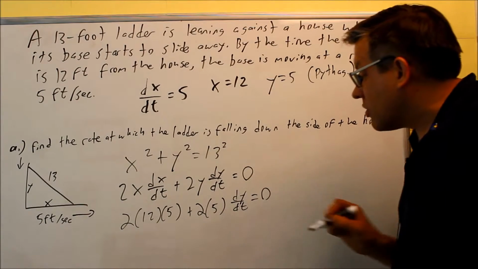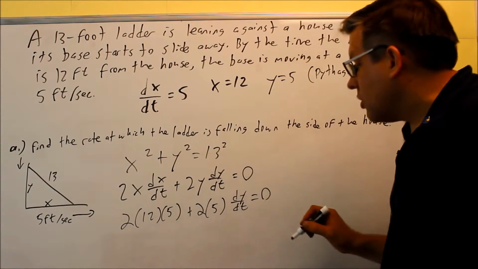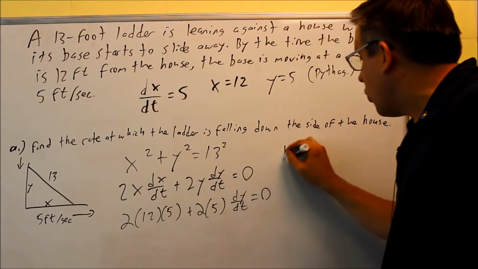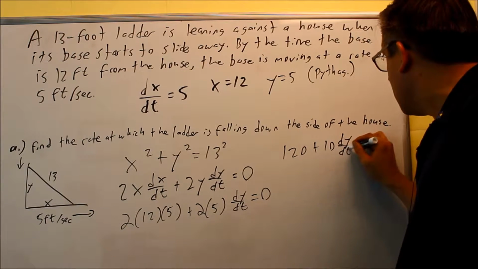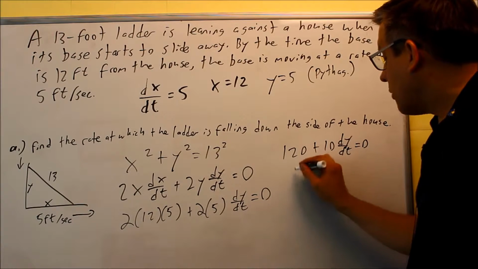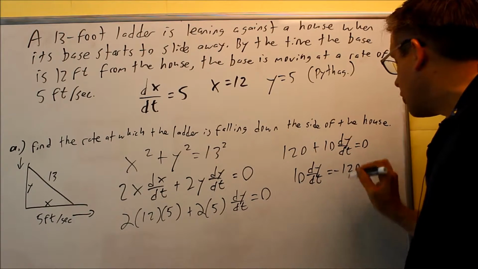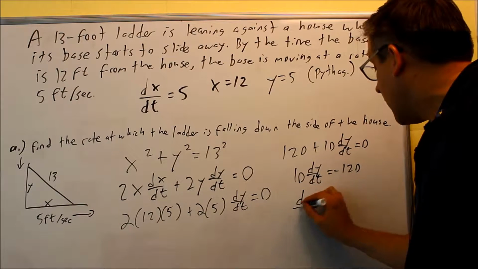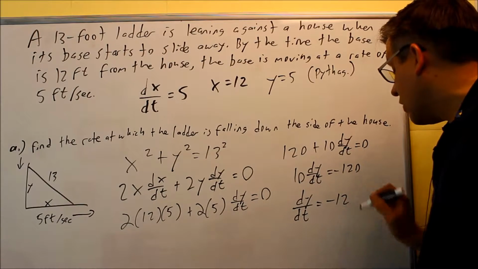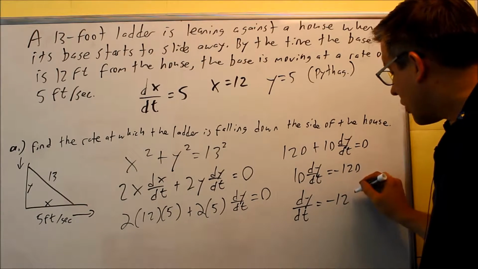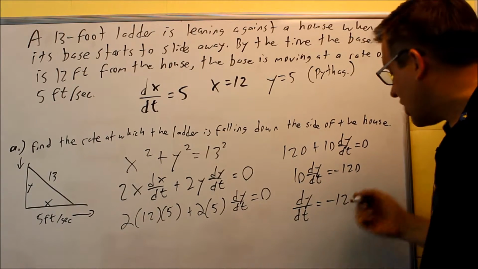So now I just need to solve for dy/dt. Okay, this part is going to be 60 times 2, 120, plus 10 dy/dt equals 0. Can move that to the other side. 10 dy/dt equals negative 120. And then when I divide, I'll get my answer. dy/dt is equal to negative 12. Let's look at the units on it. It's going to be the same units as x, feet per second.